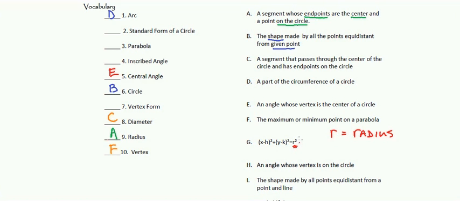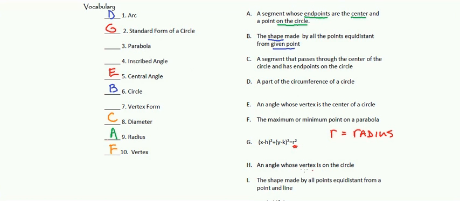Let's take a look at our possible answers. Well, we have standard form of a circle. 3 doesn't talk about a circle. 7 doesn't talk about a circle. We're kind of down to number 2. This is a standard form of a circle. So letter G goes in space number 2.